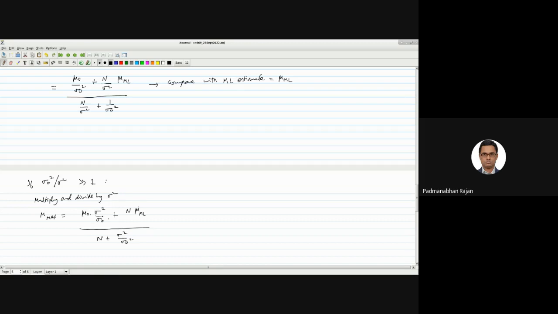So now mu MAP becomes like this, and this term and this term will be equal to 0. Why? Because sigma naught square by sigma square is much greater than 1, so its reciprocal will be very small. So in this case, I will get mu MAP is equal to mu ML.